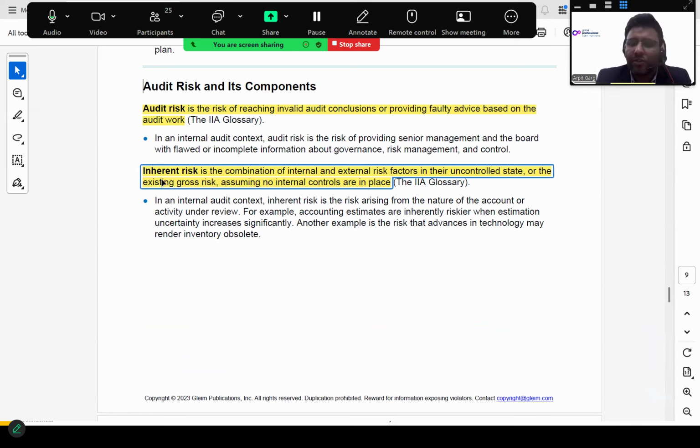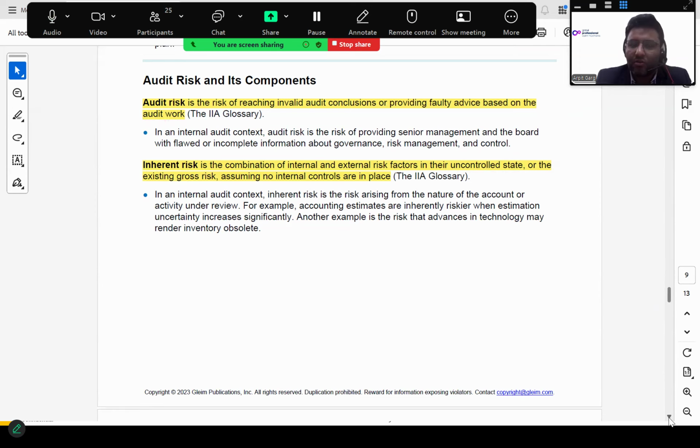Inherent risk is what? People, can you all read it once again? Inherent risk is the combination of internal and external risk factors in their uncontrolled state, or the existing gross risk, assuming no internal controls are in place. In an employed context, inherent risk is a risk arising from the nature of the account or activity under review. For example, accounting estimates are inherently riskier when estimation uncertainty increases significantly. Another example is the risk that advances in technology may render inventory obsolete.